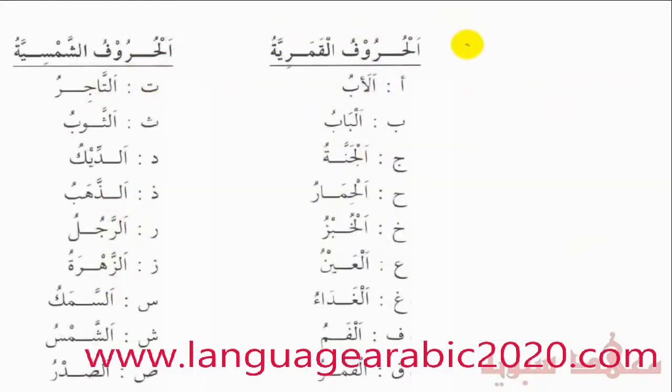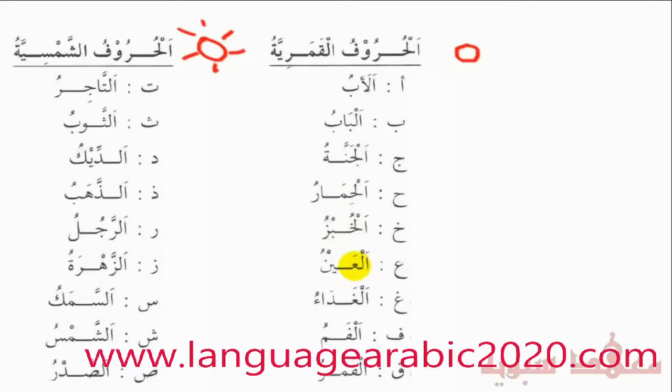Here we have the moon letters, and here we have the sun letters. And we have here al-abu, the father. Notice here al-abu, it's pronounced. Al-babu, the door. Al-jannah, al-himar, al-khubz, and so on. So you see how the lam has the sukoon and it's pronounced in all cases.